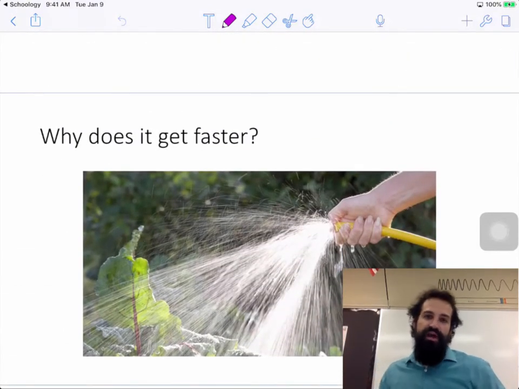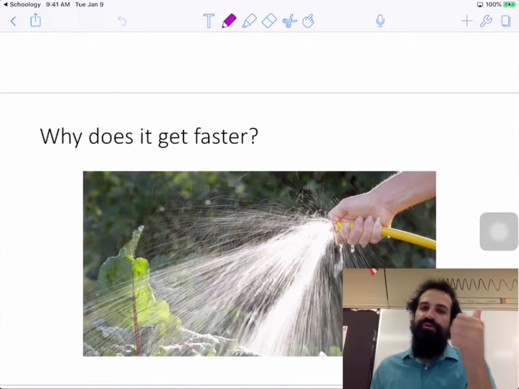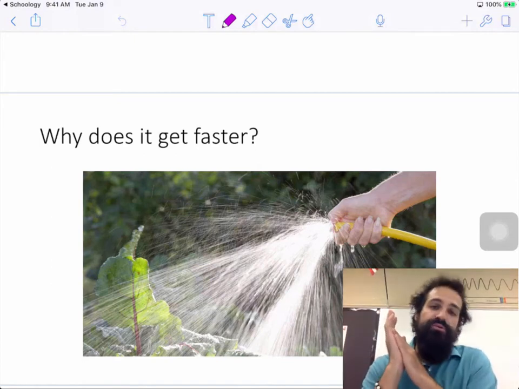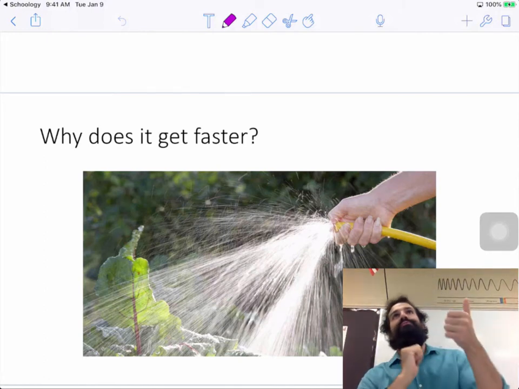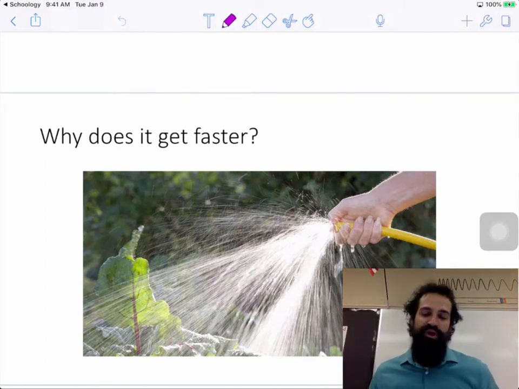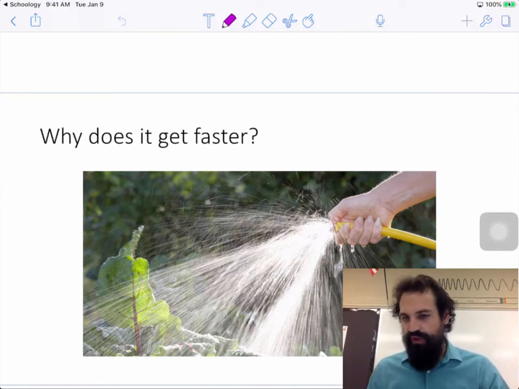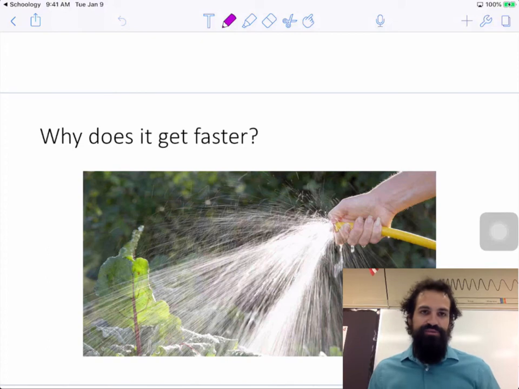And you guys already have a rough idea. If you put your thumb over the end of a hose, why does it get faster? You guys have all played that where you shoot your siblings with your thumb over half of the hose. But why does it get faster? And that plays into fluid dynamics. That's a very big part of it.